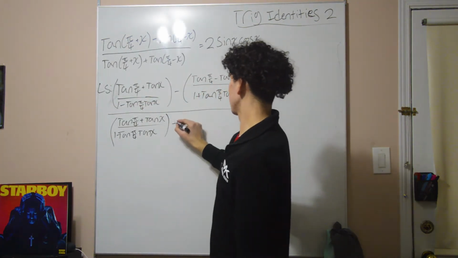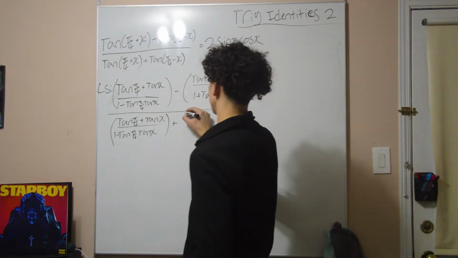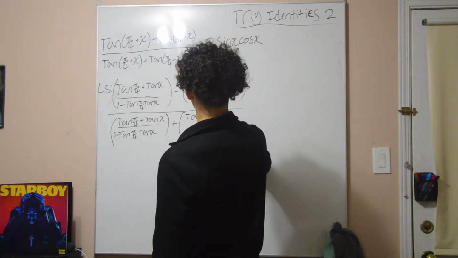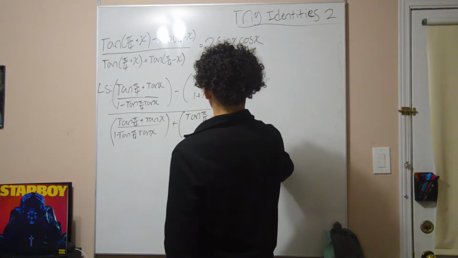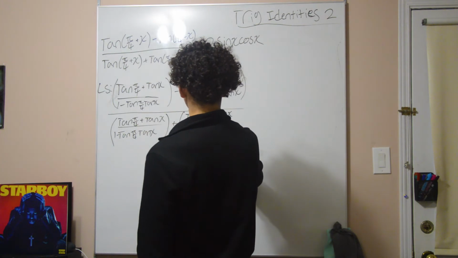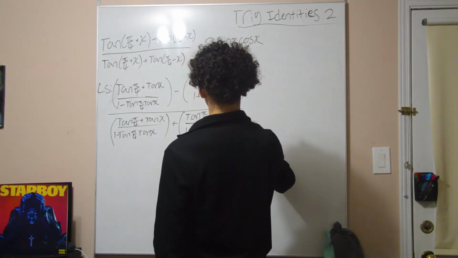And now we're adding, and once again, this is the exact same as that. So we're just going to really just copy what's on top. 1 over tan pi over 4 tan x divided by 1 plus tan pi over 4 tan x.